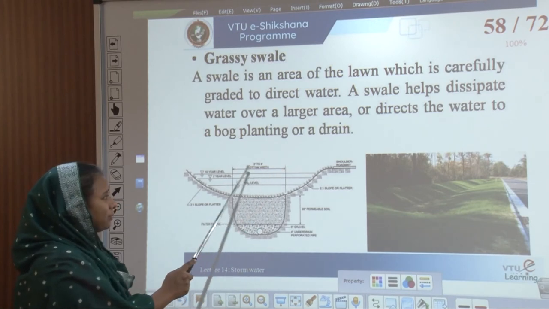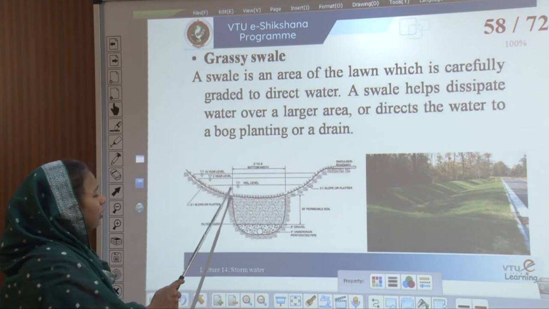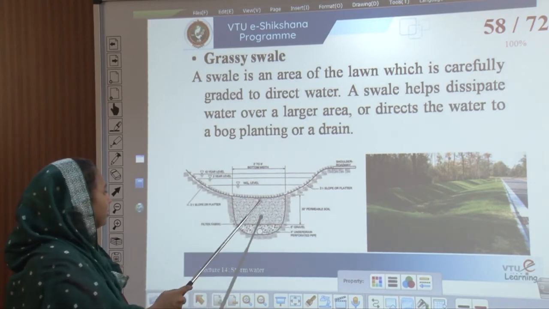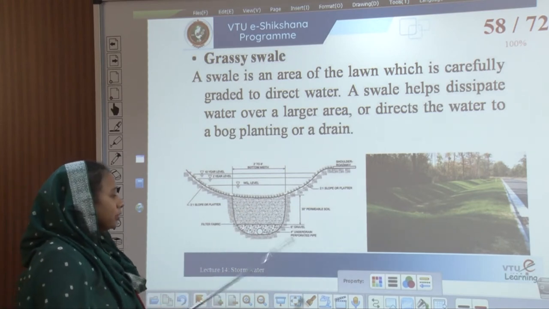This is basically as wide as the bottom width. So as you get rainwater, the slope will start flattening all the water there and it would fabricate it into the surface of the ground.